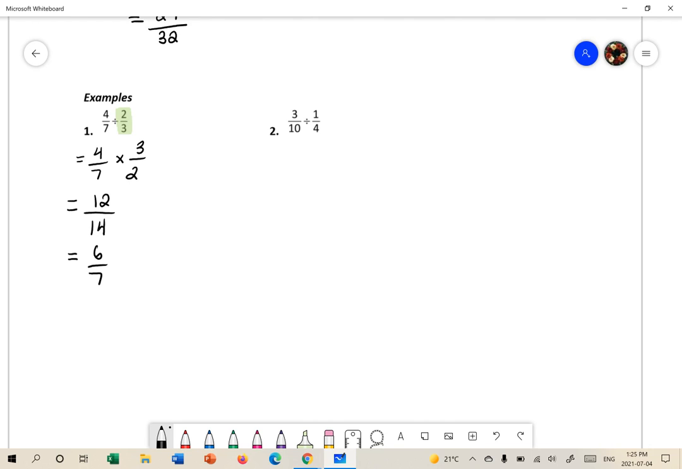Okay, and we're going to practice one more time. So again, remembering to take the reciprocal of the second fraction because this is division. So it's going to turn into multiplication. And then reducing if we can, and we can here. So I'm going to divide both by 2. And that's it.